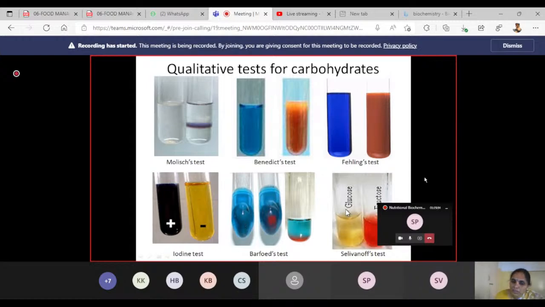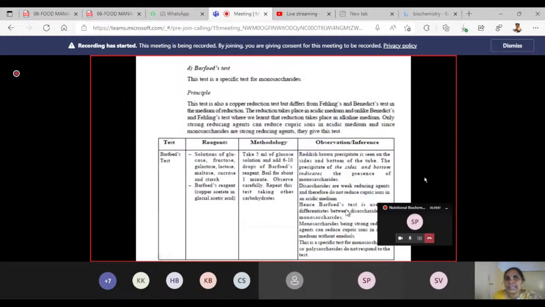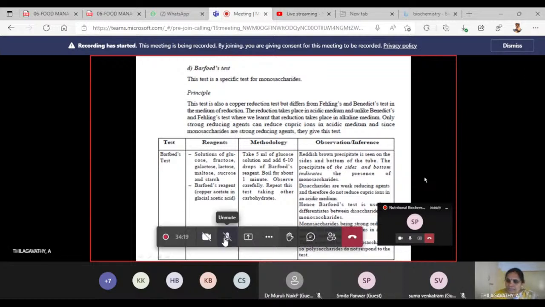So why is Barfoed's test done? After Benedict's test, you identify it's a reducing sugar, and you know that monosaccharides are reducing sugar and disaccharides like maltose and lactose are reducing sugar. So now you want to identify whether it's a monosaccharide or disaccharide, do the Barfoed's test. Only monosaccharide can reduce in acidic medium. So if it's a positive test, it's monosaccharide. If it's negative test, it's disaccharide. Okay, is it clear to everyone the principle of Barfoed's test?